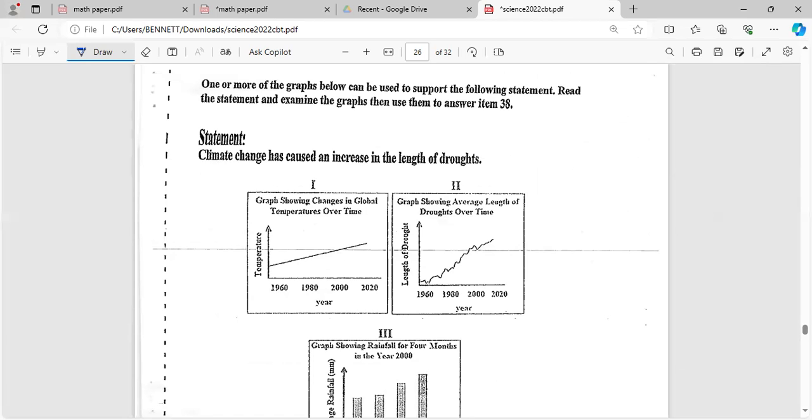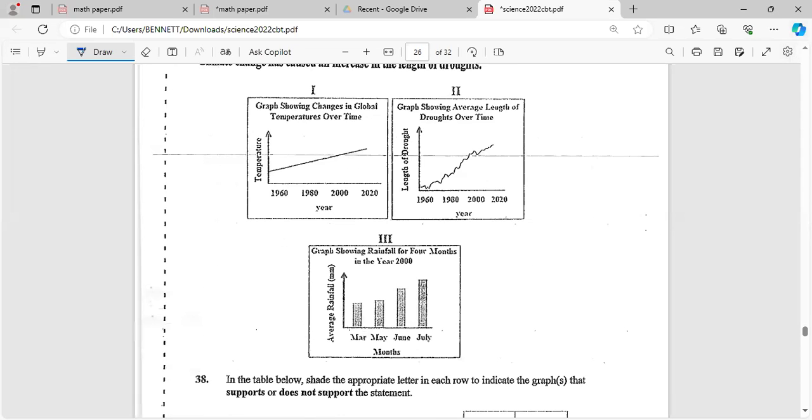One or more of the graphs below can be used to support the following statement. Read the statement and examine the graph, then use it to answer item 38. Climate change has caused an increase in the length of drought. They show the graph showing the change in global temperature over here. So you have temperature increases, right? For chart 2, the graph showing the average length of droughts over time. As the length of the drought goes up, in 1960, 1980, so it's a rise.